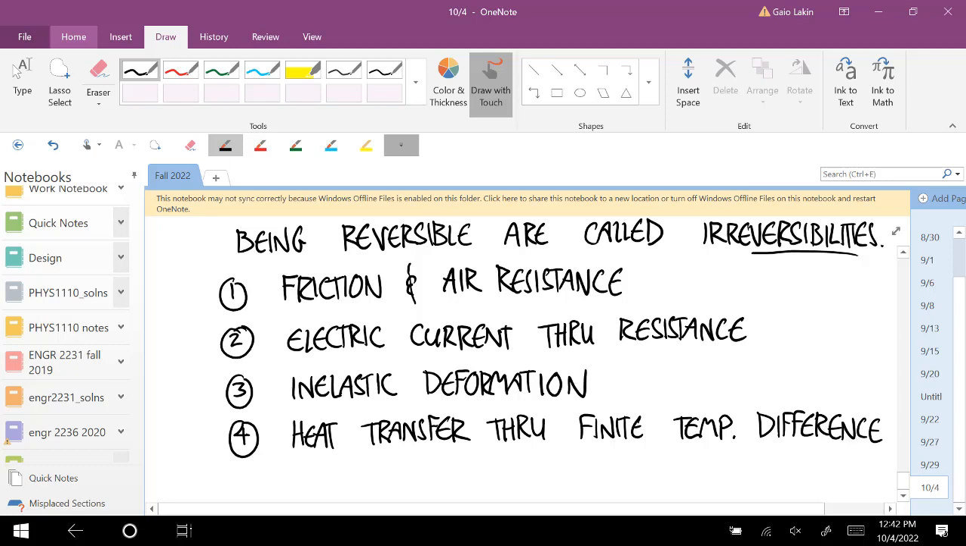So anytime you have heat transferring over a finite difference in temperatures, you're losing energy in a way that you can't get back. And it's unavoidable, you're always going to have to deal with that one, because if you're transferring energy over infinitesimal temperature differences, it takes infinitely long. So there's always going to be energy lost through heat transfer.